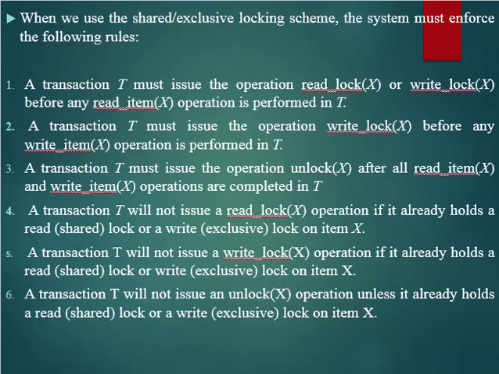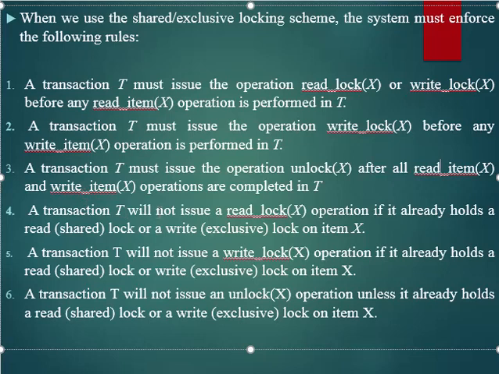So when we use the shared exclusive locking scheme, the system must enforce the following rules. A transaction T must issue the operation read lock of X or write lock of X before any read. The transaction T must issue a write lock before doing any write operation. And transaction T must issue the operation unlock after all read item X and write item X operations. That is, if a transaction is leaving the execution process, then it has to do an unlock operation.